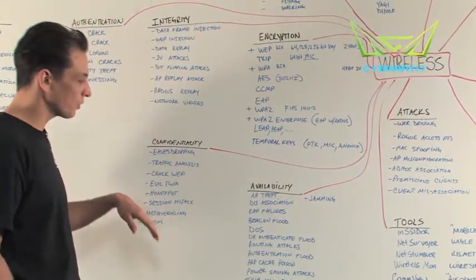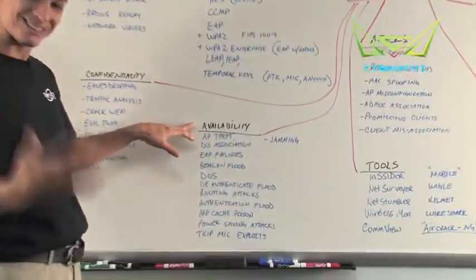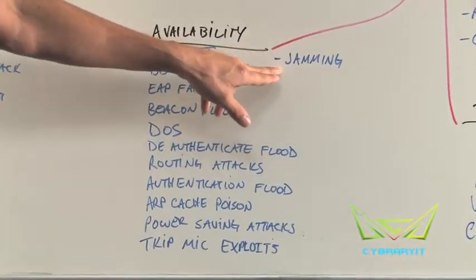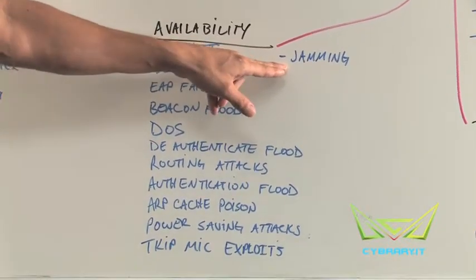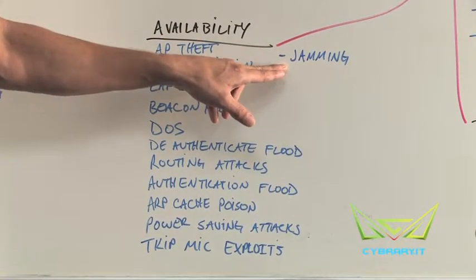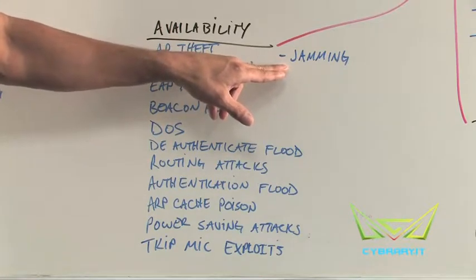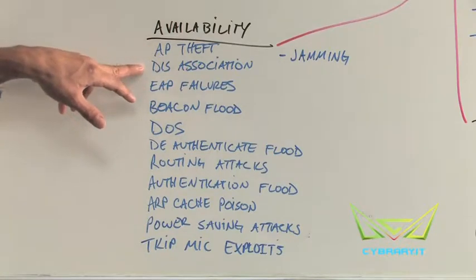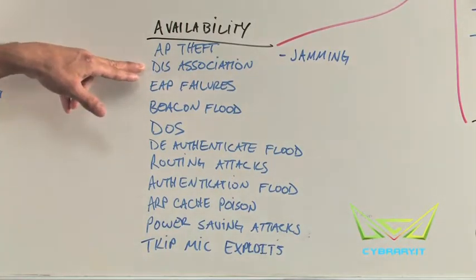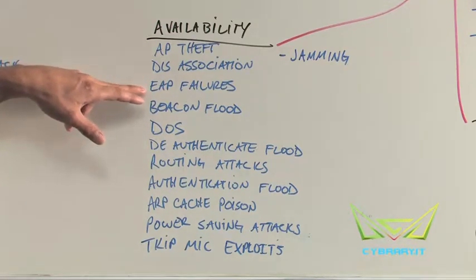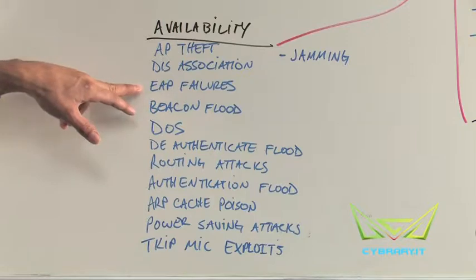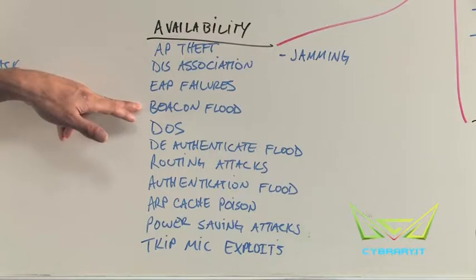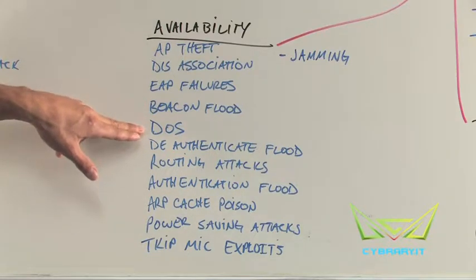All right, so let's take a look at some availability style attacks. My favorite is jamming the signal. You have hardware jammers, you have software jammers, but nonetheless, the principle here is knocking someone offline. You could just steal the access point. You could force all of the clients to do a disassociation, therefore knocking everybody offline. You could flood the device with EAP failures, therefore overwhelming the access point. You could do beacon floods. Again, that overwhelms the access point, knocks it offline, or makes it temporarily unavailable.